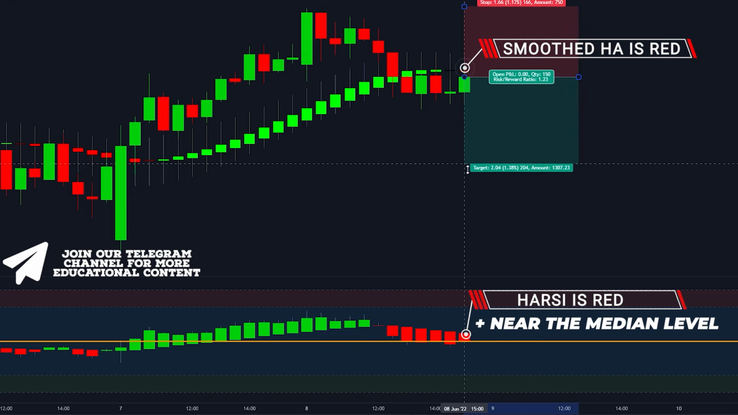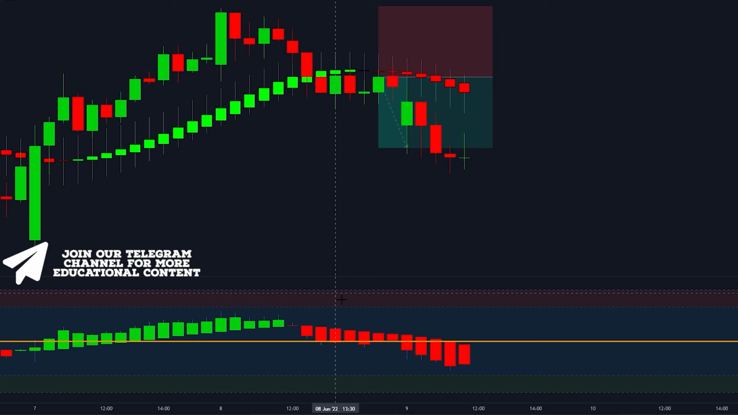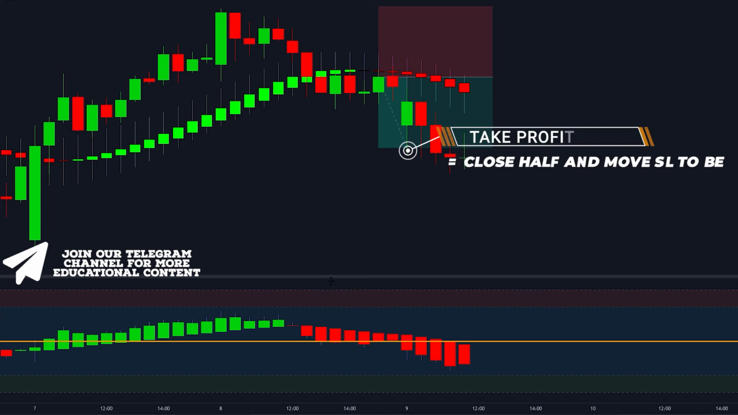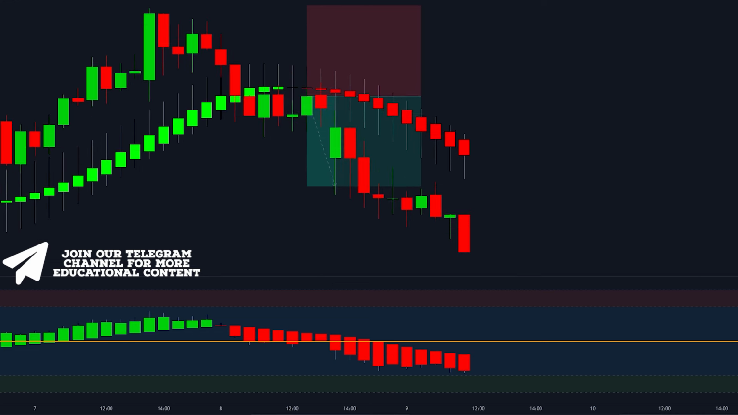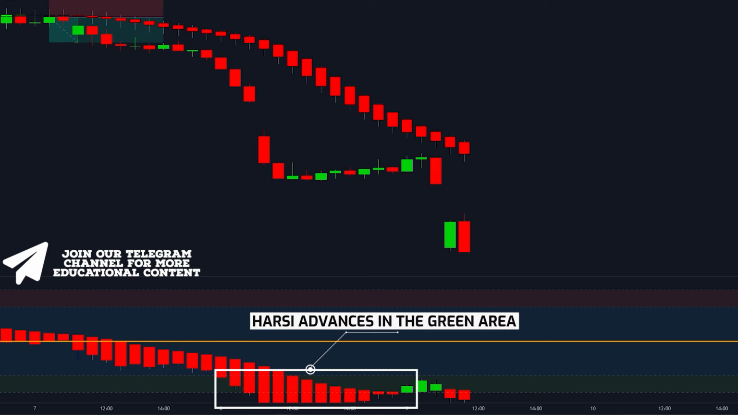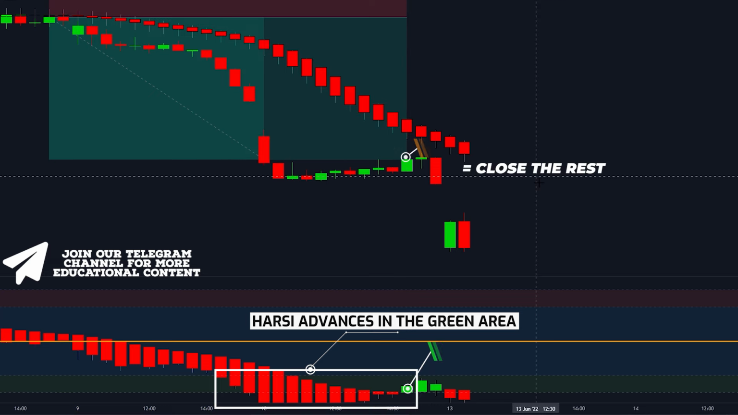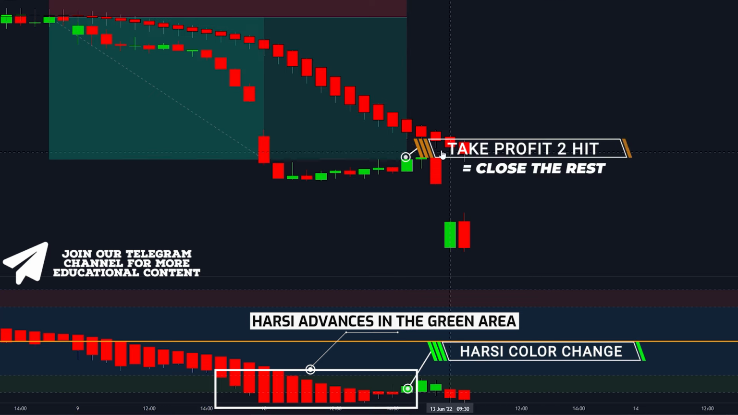We place the stop loss above the previous swing high, setting our first take profit right here. As you can see, the price dropped to our first take profit right here, so that we need to close the half with a stop loss trail to break even. Moving on, we should wait for the price to fill in the green area, which happens right here. Finally, we close the rest position when the HRSI bar changes its color. So, as you can see, we took a superb trade, catching a 6% move.